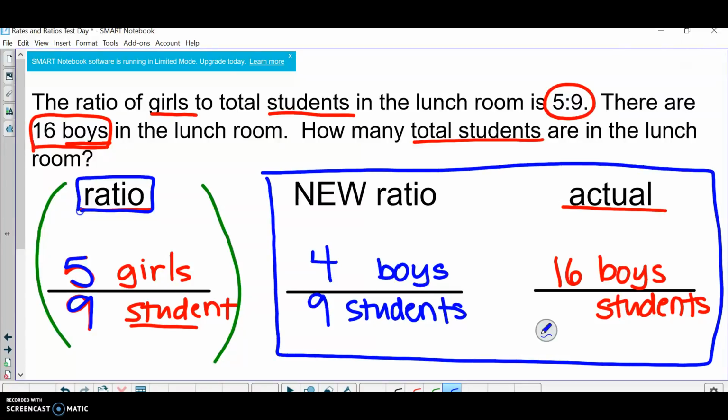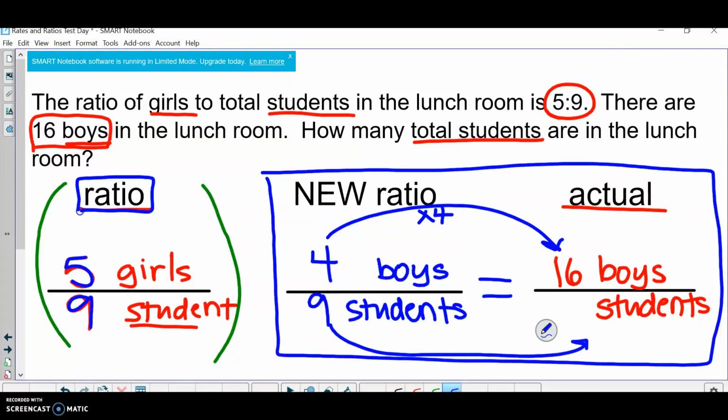This is the proportion we're solving. And now, as you can see, we can solve this proportion by knowing that 4 goes into 16 4 times. So we multiply the bottom also by 4, and that would be our answer. So 9 times 4 is 36. So the answer, how many total students, would be 36 in the lunchroom.